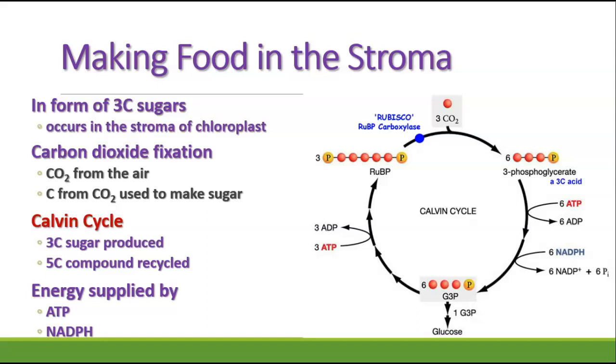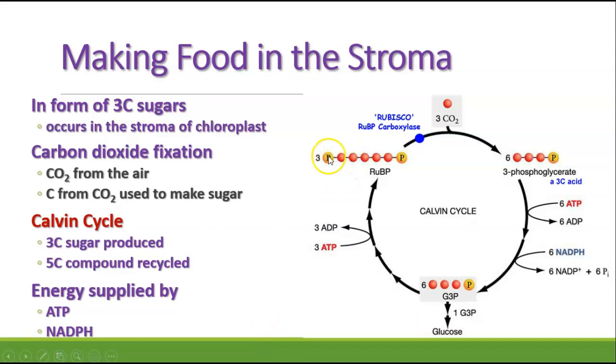The next part of the photosynthetic process is making food in the stroma as a result of the Calvin cycle. The food that is produced in the stroma is in the form of 3 carbon sugars called G3P, or glyceraldehyde 3-phosphate. This occurs in the stroma of the chloroplast, and basically what's happening is we're taking carbon dioxide from the air and using that carbon dioxide to make sugar.